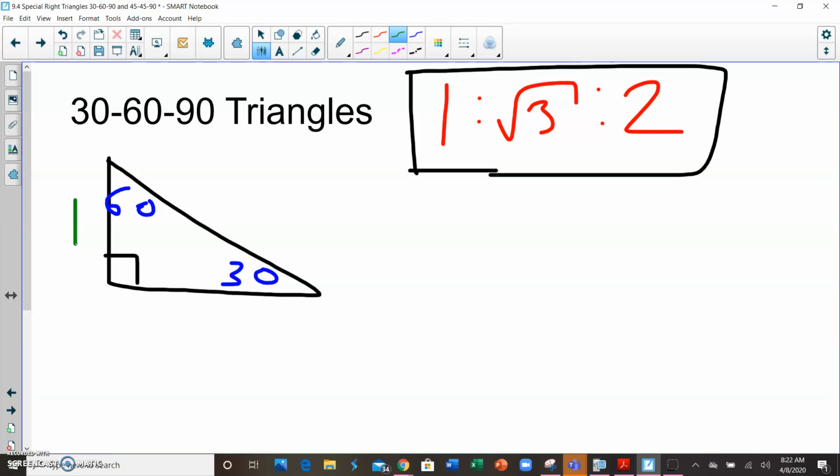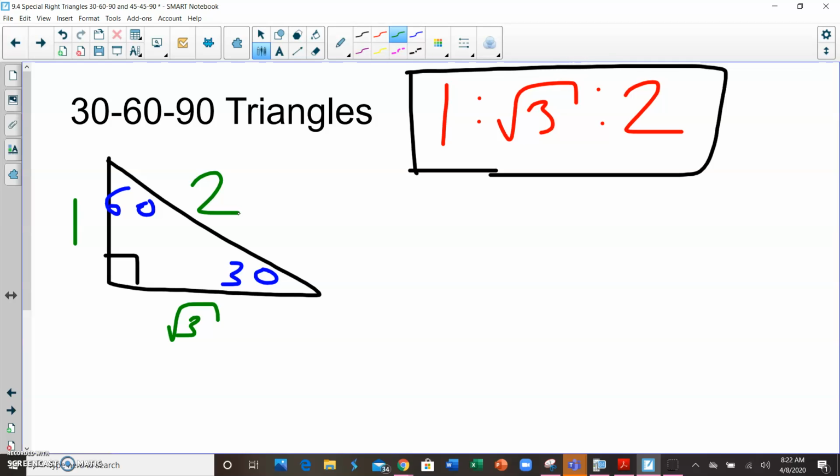All right, so then we have 60 degrees. So across from that is the square root of 3. That will always be the ratio for that side. This is 90 degrees, that's the biggest angle. So across the biggest angle is the biggest number, which is 2.